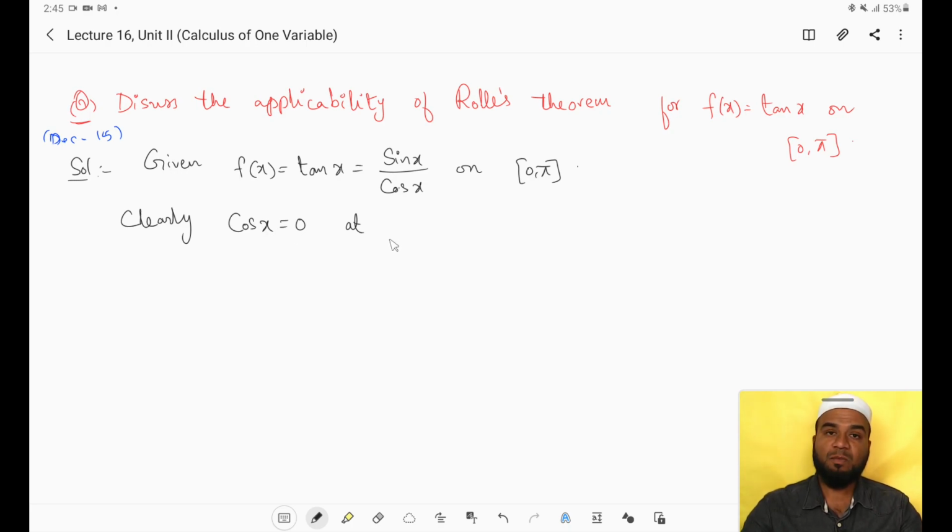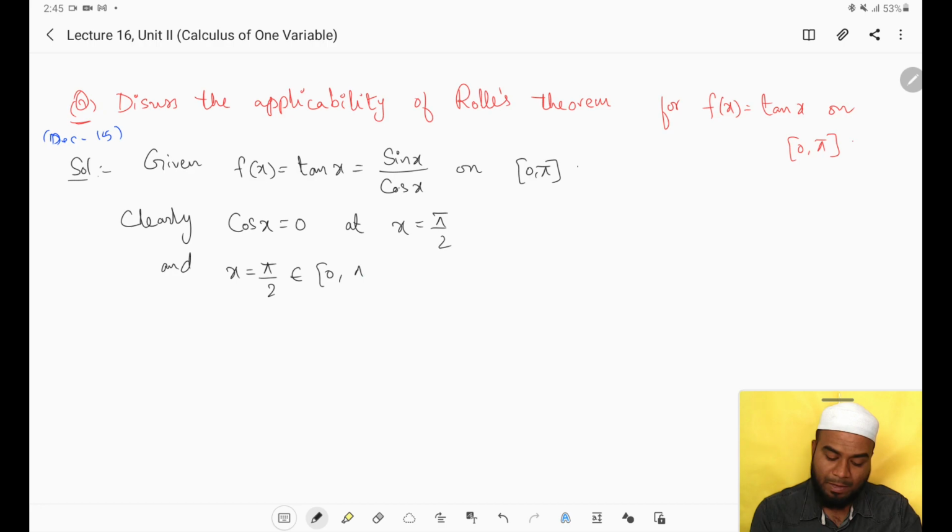Cos x will be 0 at which point? For what values of x will cos be 0? See, cos 0 is 1, then cos pi by 2. So at x equals pi by 2, the value of cos 90 will be 0. So cos will be 0 at x equals pi by 2. And where does x equals pi by 2 lie? X equals pi by 2 lies in the closed interval 0 comma pi. What will happen when cos x becomes 0, that is at x equals pi by 2? Sin pi by 2 is 1, cos pi by 2 is 0. So 1 by 0, this function will go to infinity.